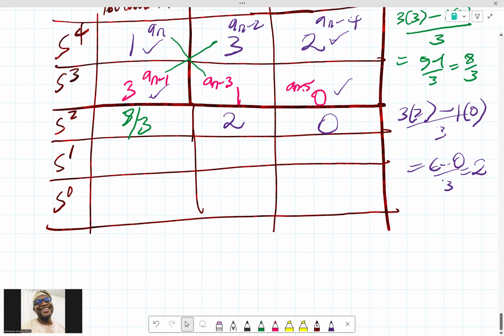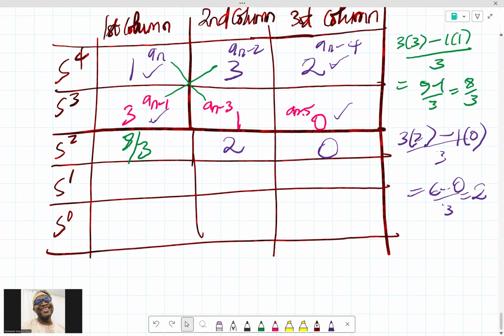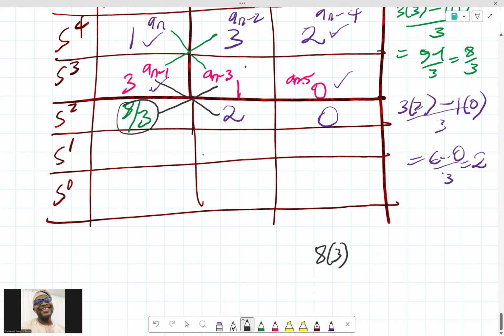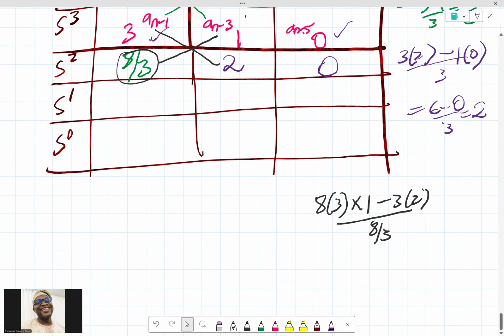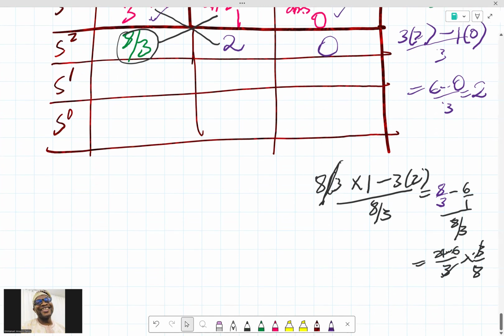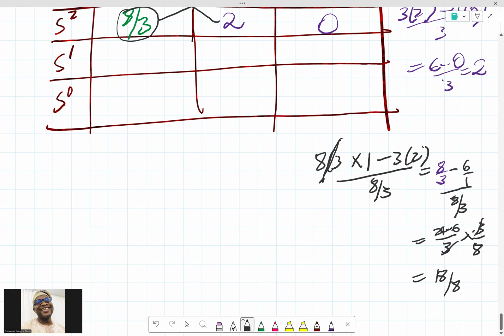Now we go down. So the next thing we want to get is this and this and this. Again, that will be 8 over 3 times 1 minus 3 times 2, divided by 8 over 3 again. So that's 8 over 3 times 1, minus 3 times 2, all over 8 over 3. It's a fraction, 8 over 3. So that's 8 over 3 minus 6 over 1, all over 8 over 3. So LCM at the top is 3. So that's 24 minus 6 divided by 8 over 3, that's times 3 over 8. So this cancels out. So 24 minus 6 is 18, I believe. That's 18 over 8.